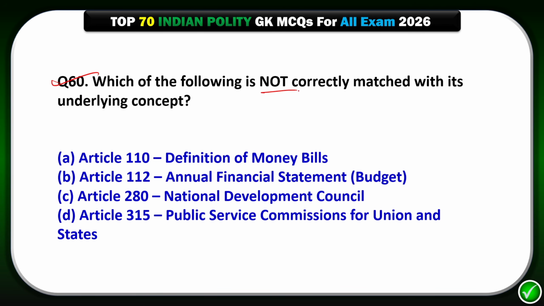60. Which of the following is not correctly matched with its underlying concept? Article 110, definition of money bills. 112, annual financial statement, budget. Article 280, National Development Council. Article 315, Public Service Commission for Union and States. Option number C is not correct.